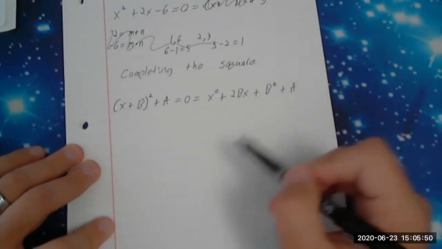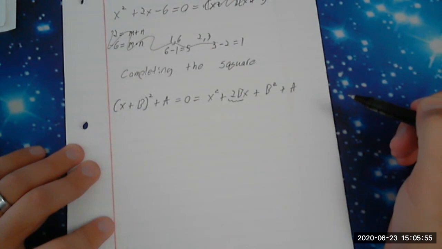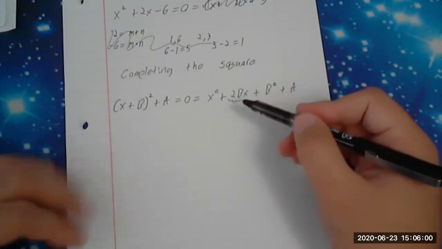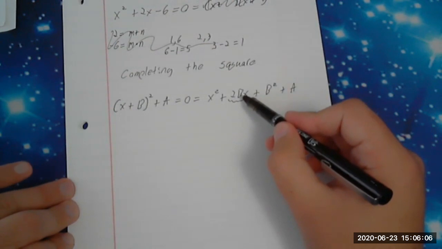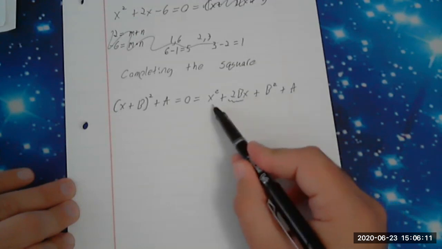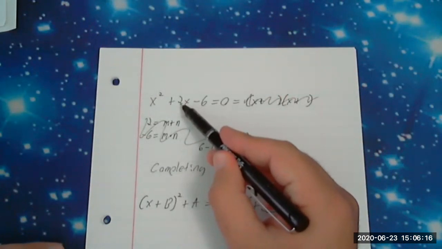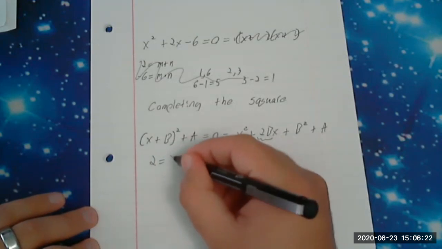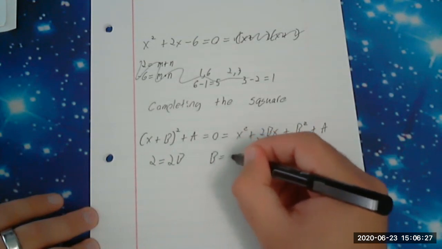So the best way to do that is to take this right here, because this is kind of a constant. It will always be there. So we figure out what b is. It's everything in front of x. In this one it is 2b. Well, everything in front of here is just 2. So that means that 2 equals 2b, or b equals 1.